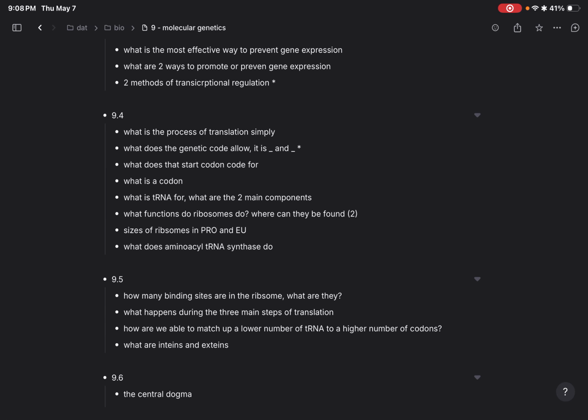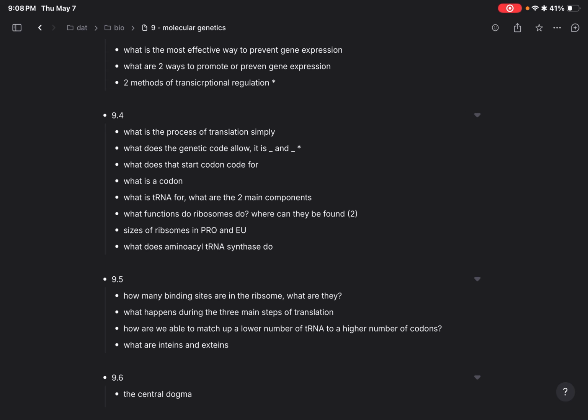Yeah, so what is the start codon? What does the start codon code for? It's methionine, MET. I don't know the name of it, it's just MET. I just remember that. What is a codon? It's just three mRNA nucleotides, and they code for an amino acid.